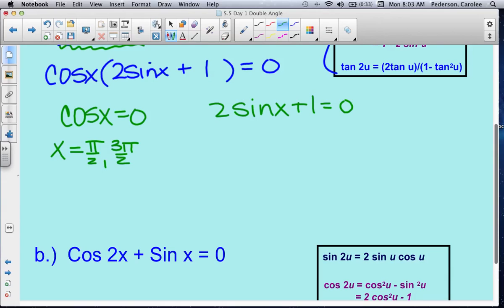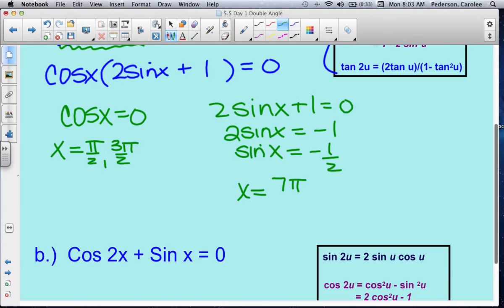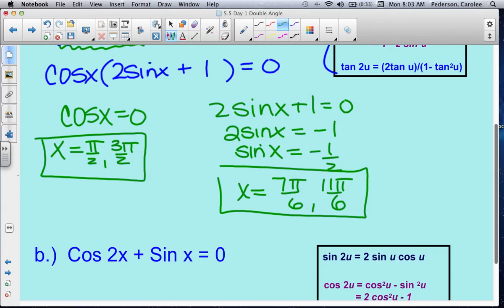And then in the second equation, we have to undo the 1. So we're going to subtract 1 from both sides, and then divide by 2. And then we want to find out where on the unit circle, for the first revolution, the sine of x equals negative 1/2. Well, that is 7 pi over 6 and 11 pi over 6. So those are our 4 solutions to this equation. You can substitute them back into the original equation to check.